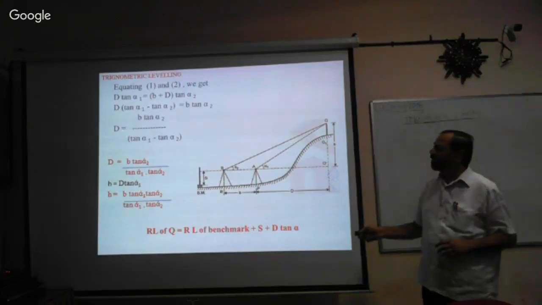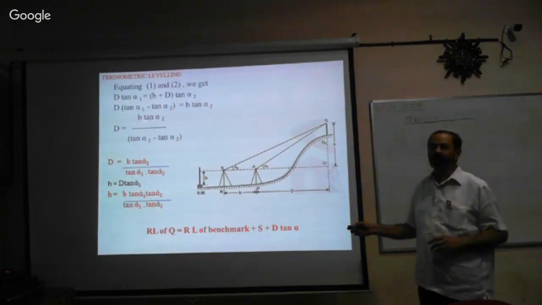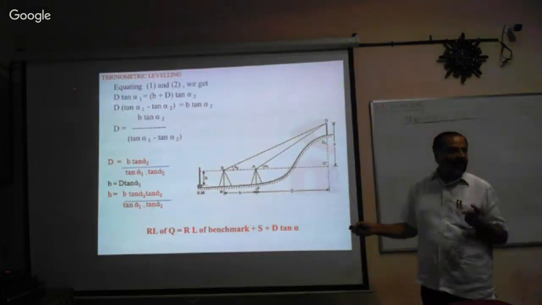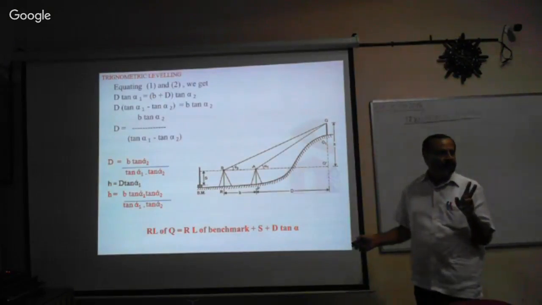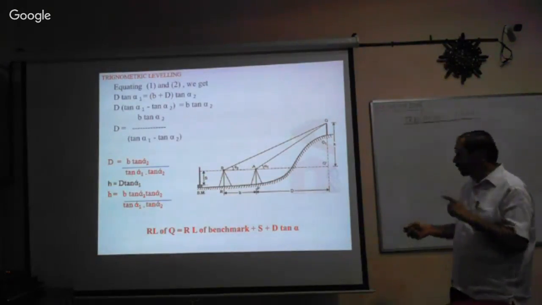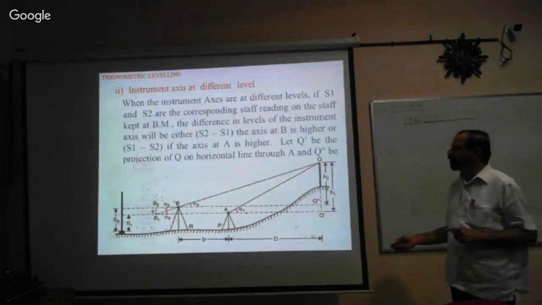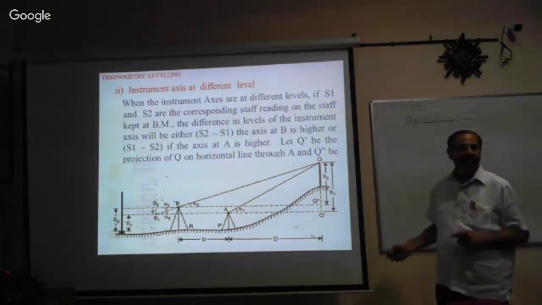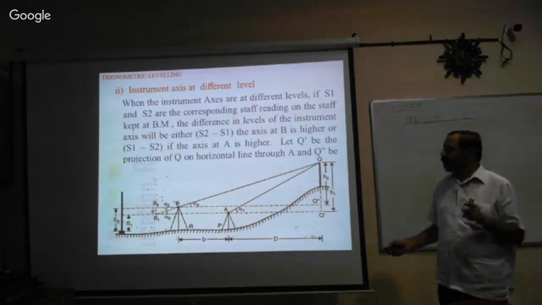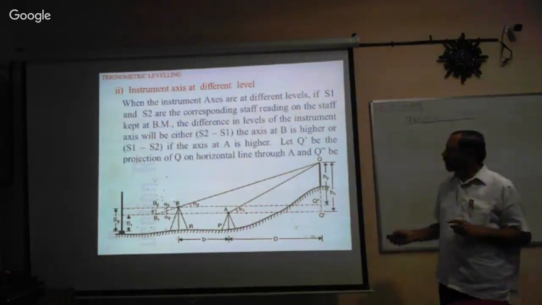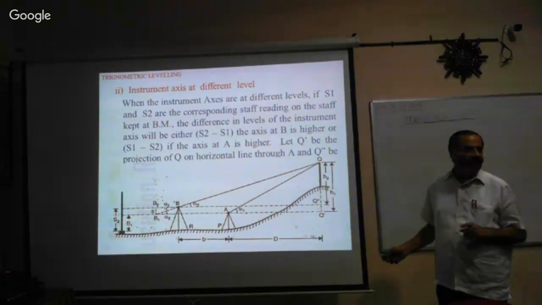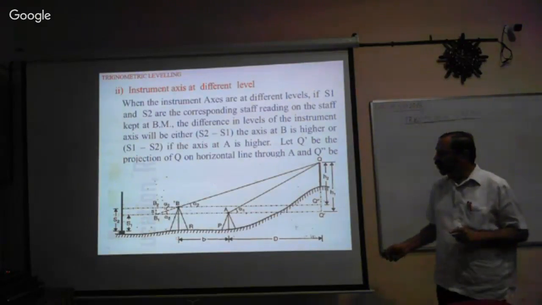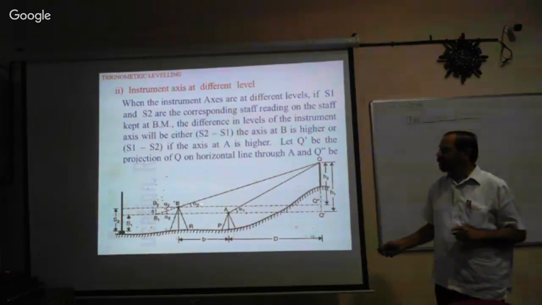Now if you look at the previous case, please remember this. What is D? D is equal to B tan alpha 2 divided by tan alpha 1 minus tan alpha 2. Then what is the procedure we should follow in this case? Now we have made some arrangement here. The line of sight is shifted, moved, extended to the lower level line of sight. Now this is alpha 2 and what is this?